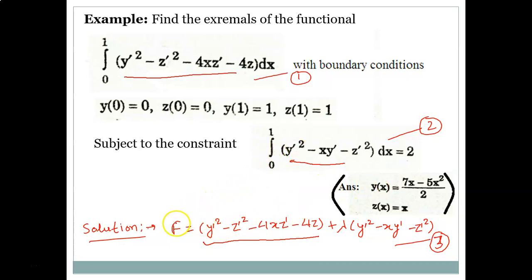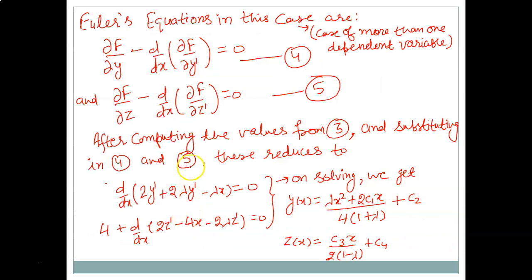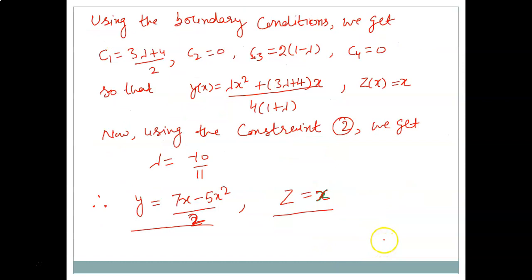Because of the new functional, you have the value of f, and the Euler equations; in the case of two variables, there will be two Euler equations. So after computing the partial derivative of f with respect to y dash, then with respect to z dash, then the partial derivative of f with respect to y and with respect to z, and substituting these in equations 4 and 5, the equations become these. After solving these, we get the value of y(x) in this way. Here c1 and c2 are arbitrary constants. Again z(x) in this way, where c3 and c4 are arbitrary constants.